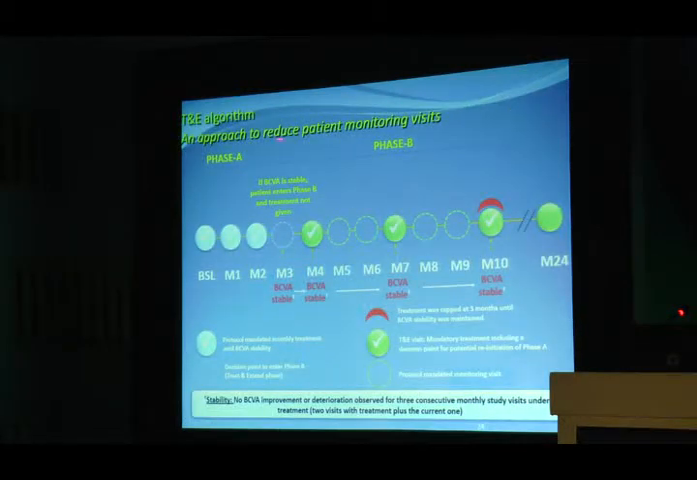What was happening in the treat and extend group? You give 3 loading doses, and then you see if the vision is stable and OCT findings are good, then you give a gap of 1 month, then you give the injection.